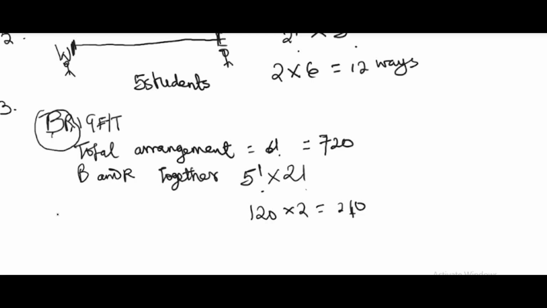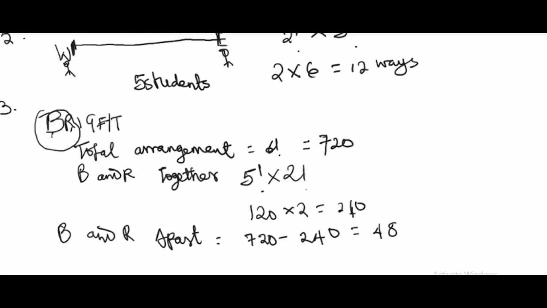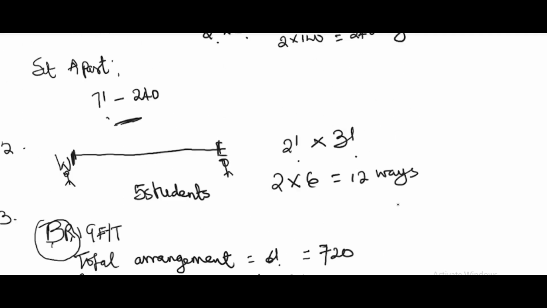So now if the B and R are apart, we'll just have the total arrangement minus their togetherness. And that will give us 480 ways, as simple as XYZ. So moving to the next question, the fourth question.